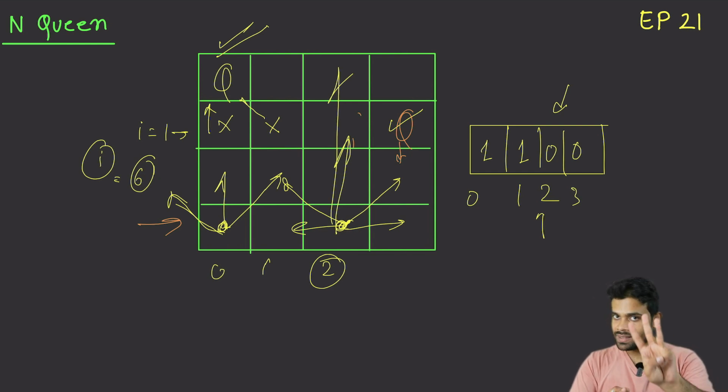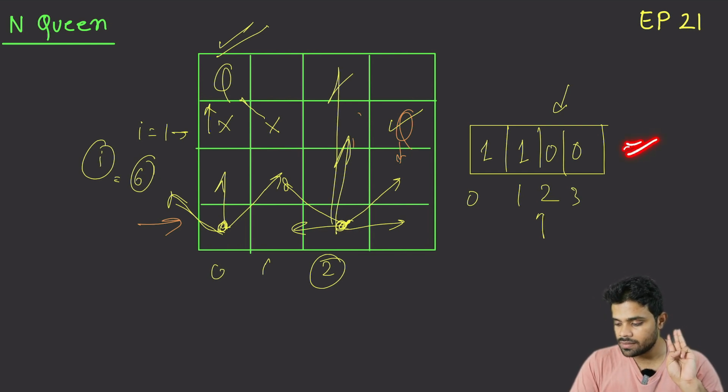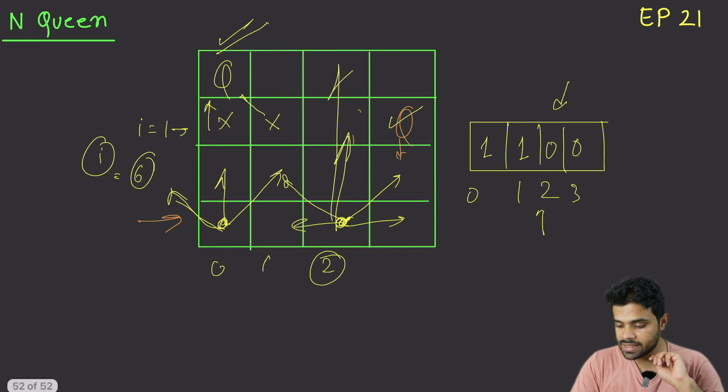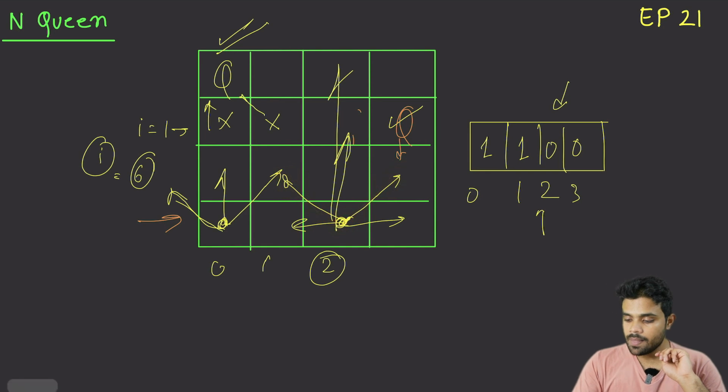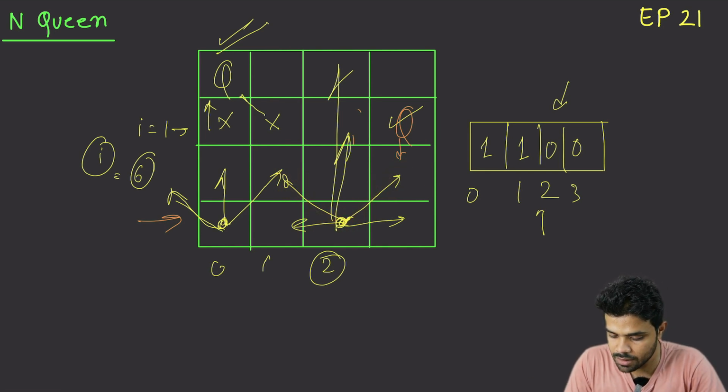So basically three things should be there. One is this, which checks for the column. Then we should have something for this diagonal as well and for this diagonal as well. Now for these two diagonals, let me show you an example.